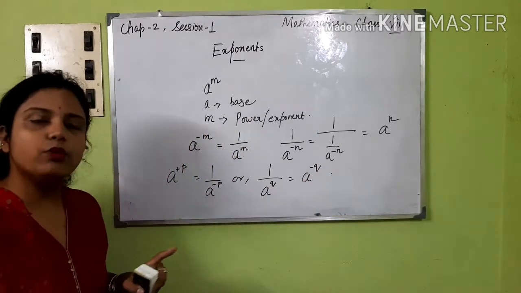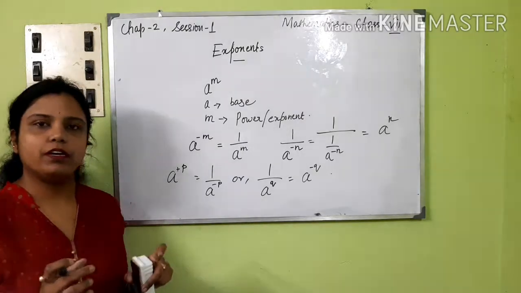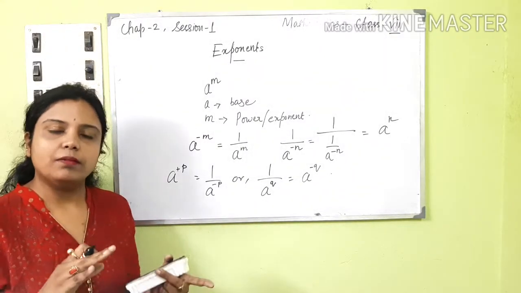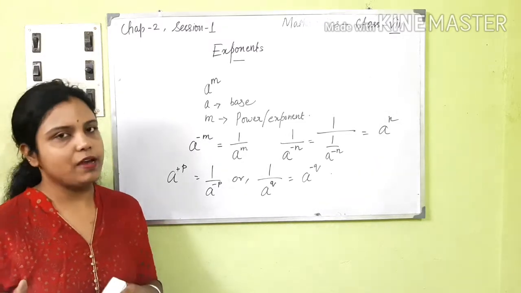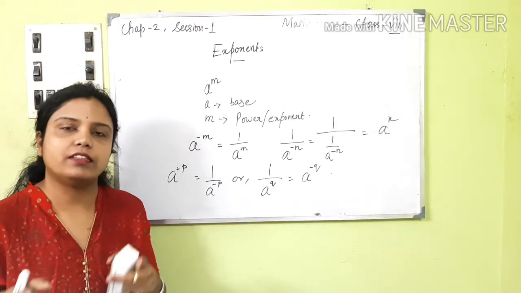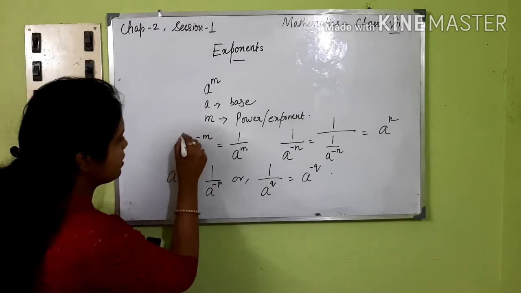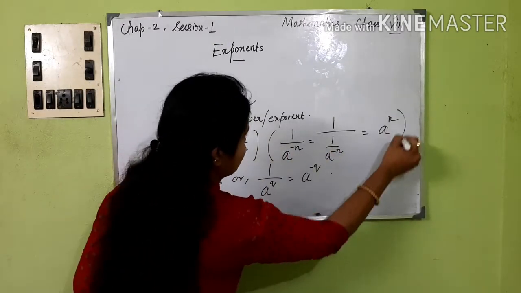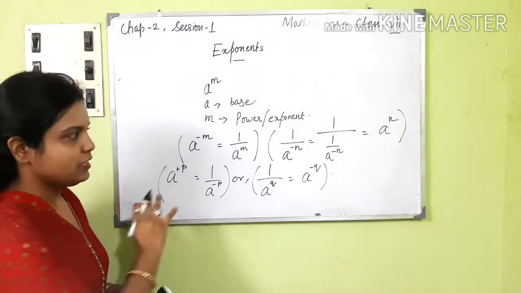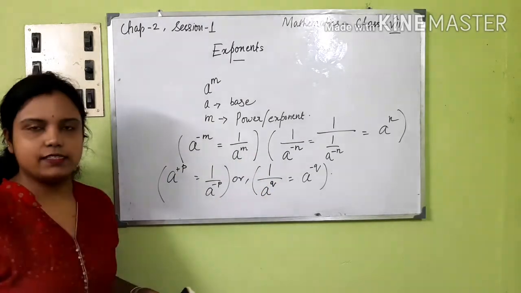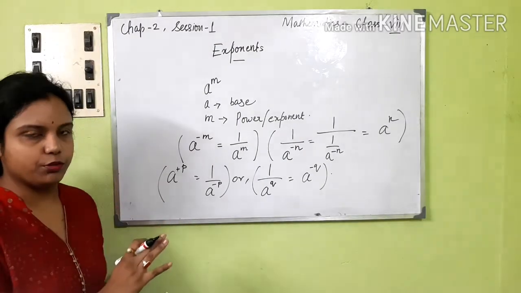That means, in simple sense, whenever you are taking the reciprocal of a particular number with a power, the power's sign gets changed. Plus becomes minus, minus becomes plus whenever we take the reciprocal. I hope it's very clear with these examples. These are different types for you to understand. We will be applying these in the calculations.